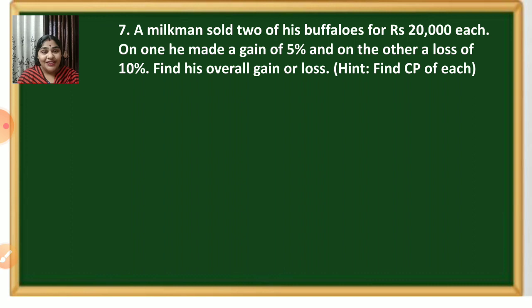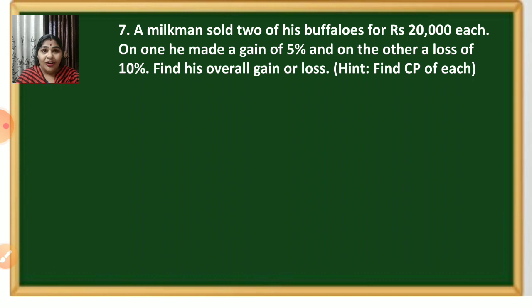A milkman sold 2 of his buffaloes for rupees 20,000 each. Now it has sold. Okay, sold means selling price. So the milkman has sold 2 buffaloes, children, for 20,000 rupees each. Each means total selling price we can find out here. That is 20,000 plus 20,000, which will be 40,000.